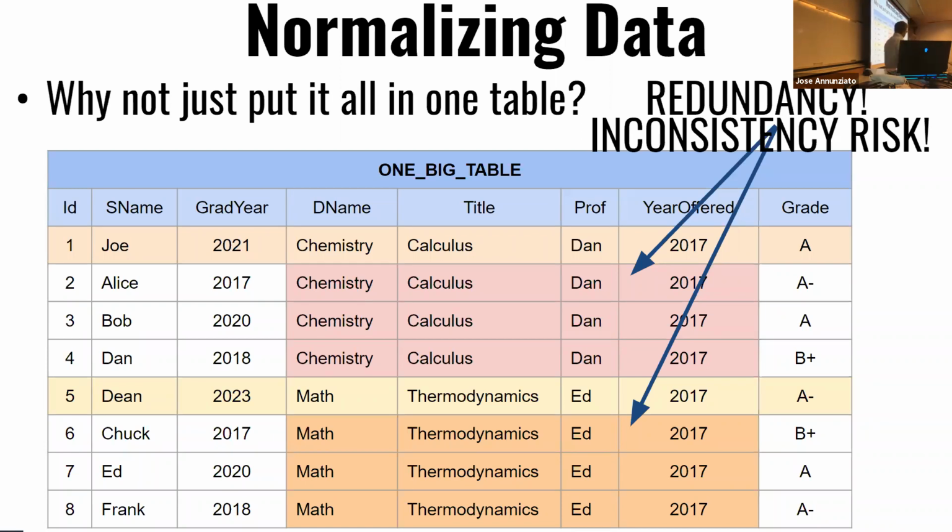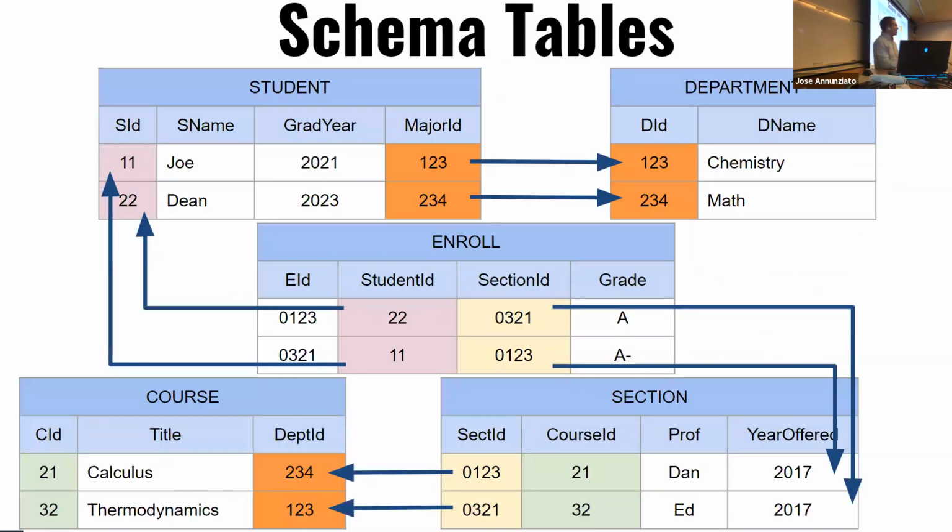So the act of going from one big table into multiple smaller tables is what we call normalization, to normalize the database. Make sense? And the reason we do that is to remove redundancy and remove inconsistency.